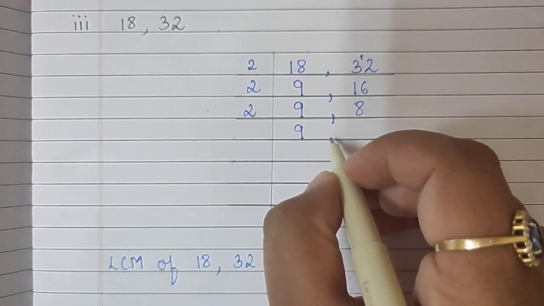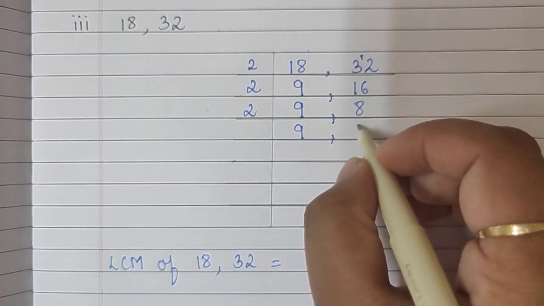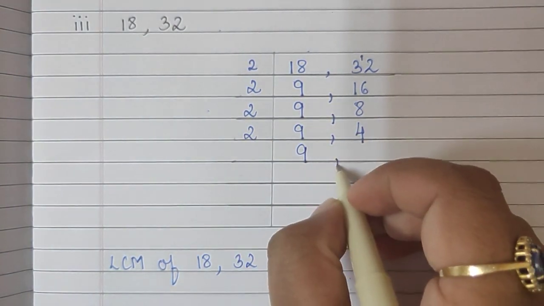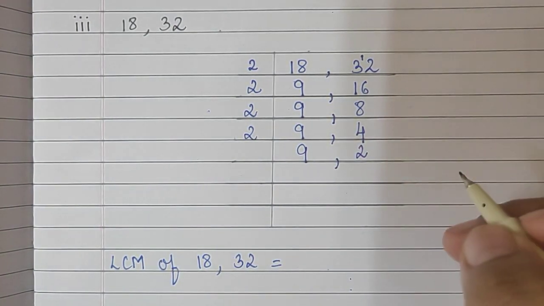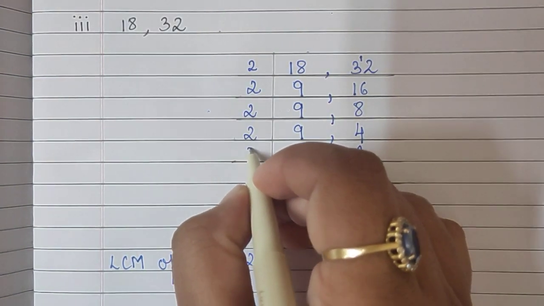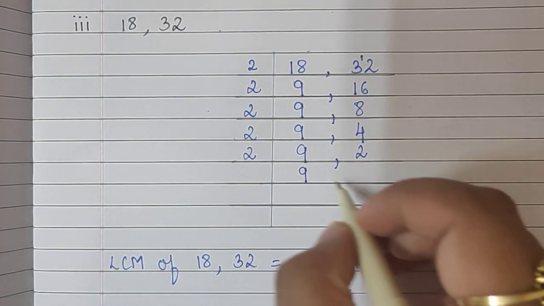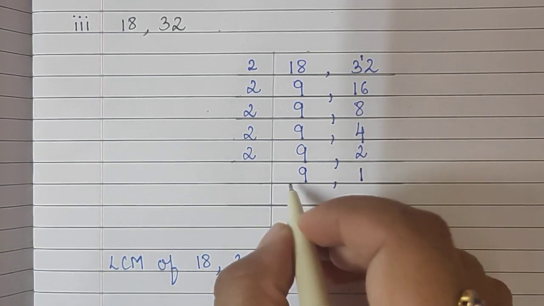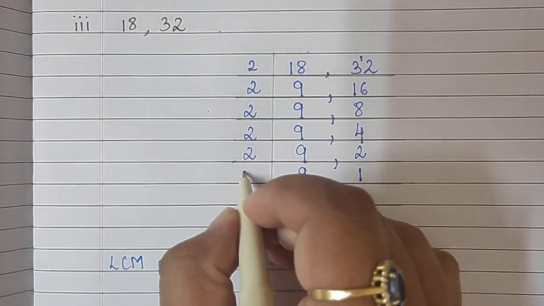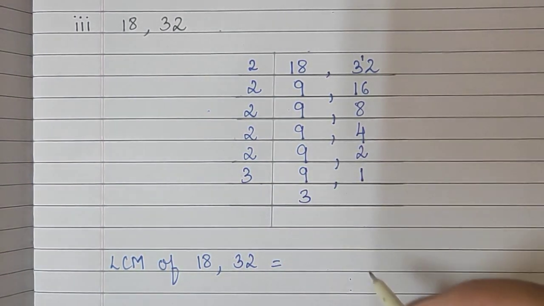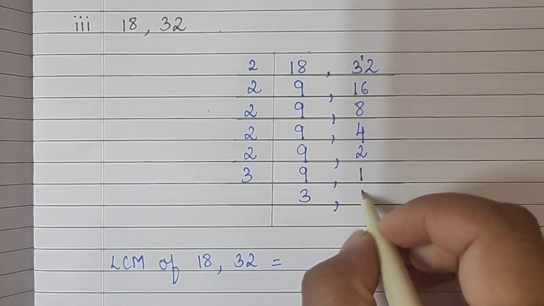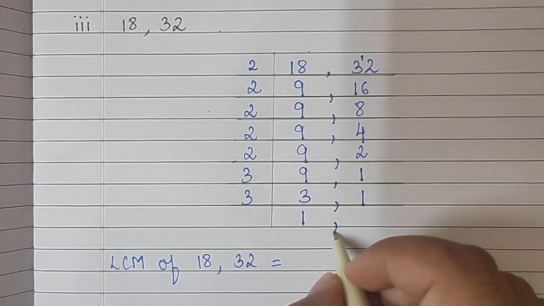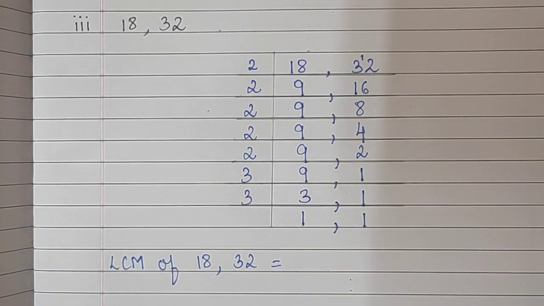2 4s are 8. Again 2 2s are 4. 2 1s are 2. So we completed with 2 here. Now we'll begin with 3. So 3 3s are 9. Copy down 1. 3 1s are 3 and copy down 1.